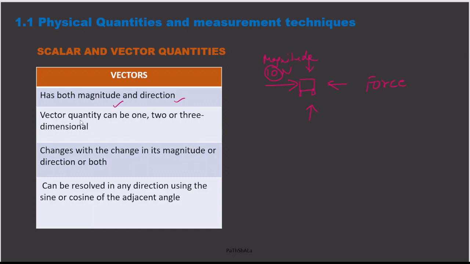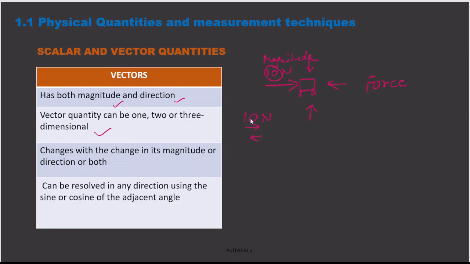Second, a vector quantity can be 1, 2 or 3 dimensional. Obviously, they can be in any direction. So they can be 2D, 3D or 1D. It changes with the change in its magnitude or direction or both. What does it mean? Let's say I have a force of 10 Newton. So when will this force change? Earlier I was applying it in this direction. I will say now I am applying in this direction.